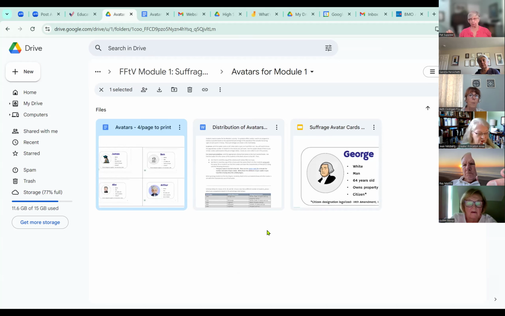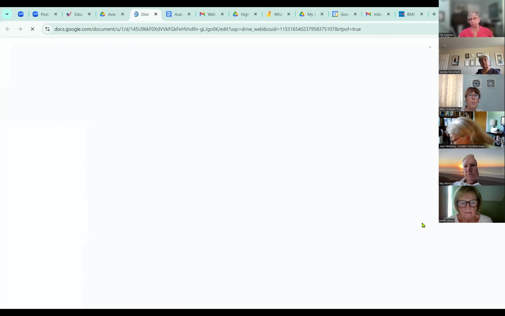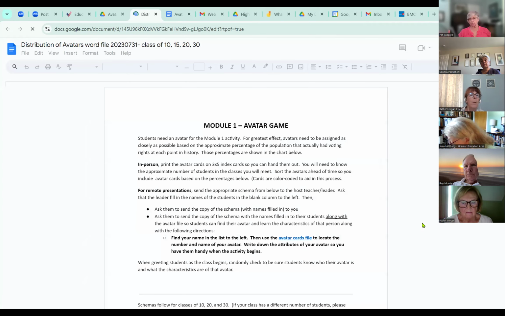So I'm going to give away the first thing. It's not really a spoiler alert, but if there were a class of 25 people, when we get to the Revolutionary War, and only white men 21 years old or older who own property can vote, you'll only see 2 people out of those 25 who can actually vote at that particular time. And it's kind of eye-opening. As you go through history, you'll see. So this distribution of avatars will help you apportion the avatars correctly.